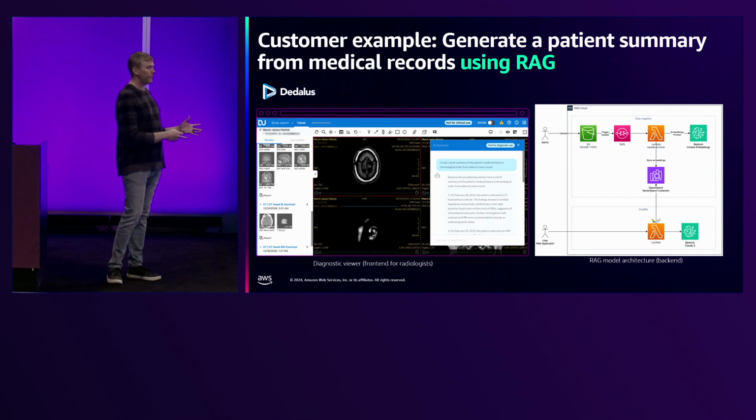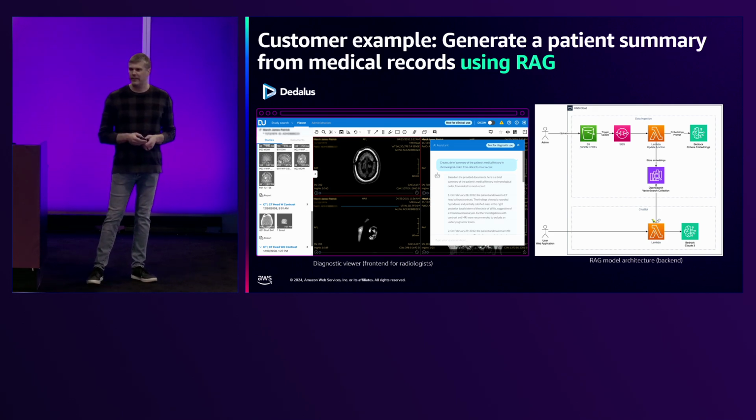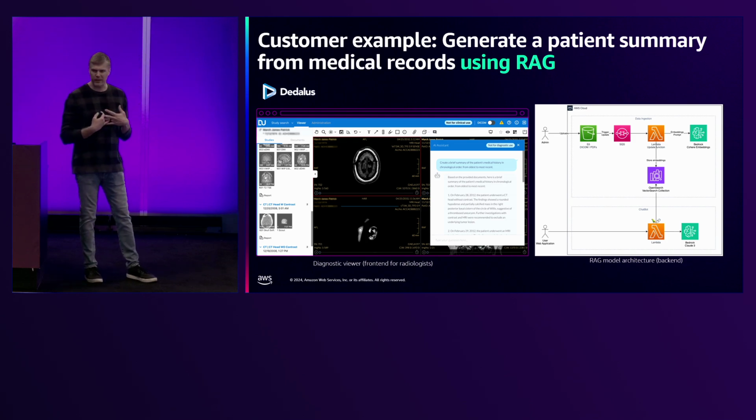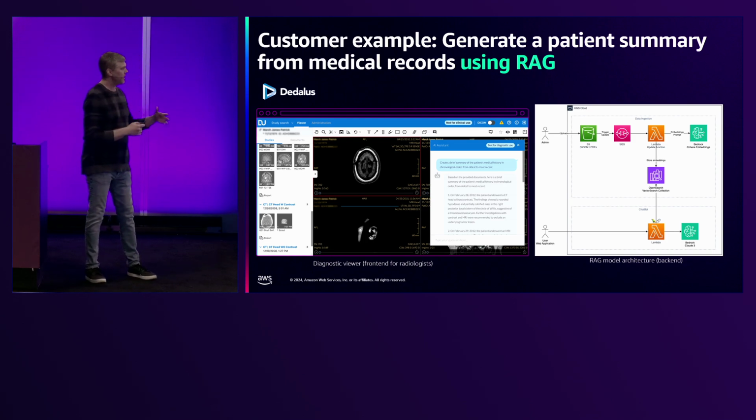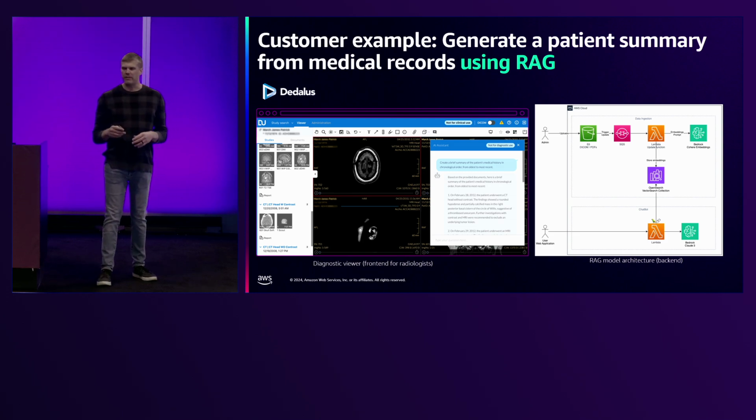This is another example. This is a partner called Dataless. They're an electronic health record company. I work with a lot of different EHRs here at AWS. And Gavin talked earlier about that whole flow, where it's not just about the image, but it's also about the clinical data and pulling all of that together.